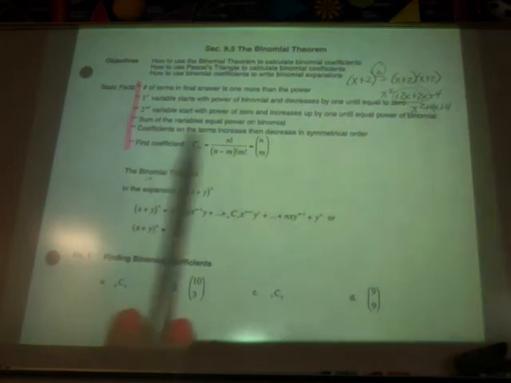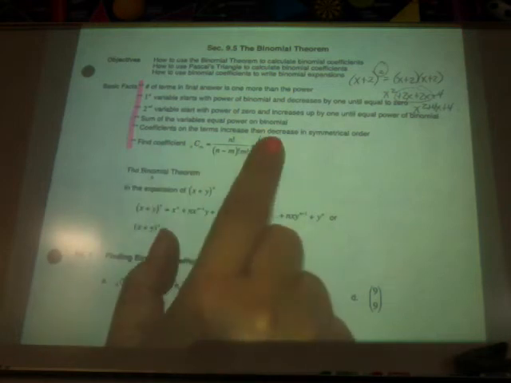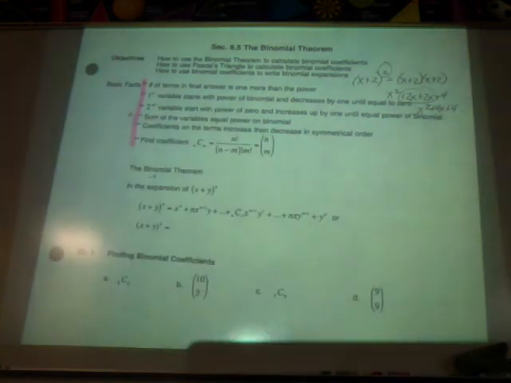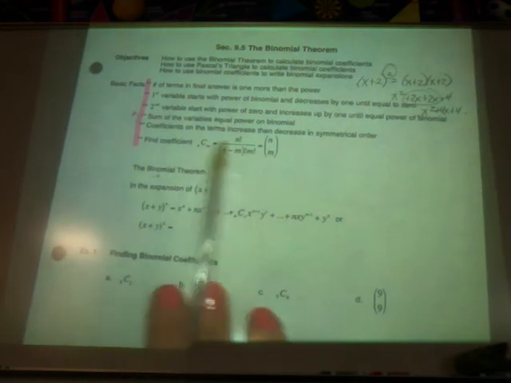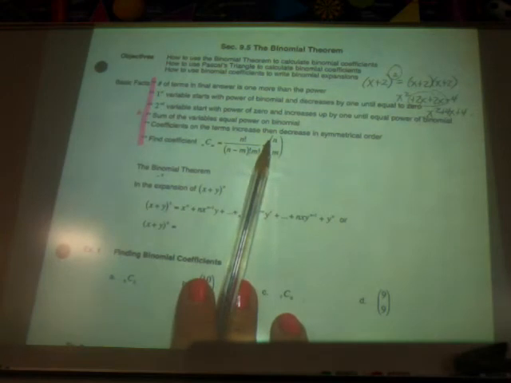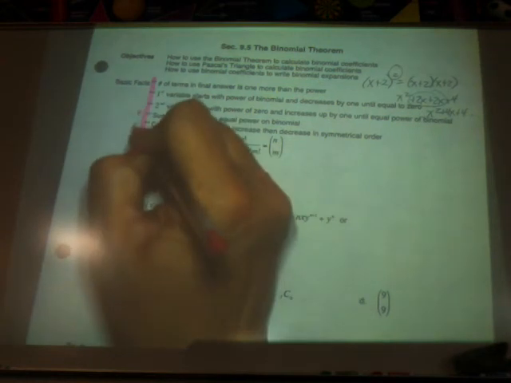Then the sum of the variables equals the power on the binomial. We'll have to look at that later, not with this particular one. And that one I don't necessarily use all that much, but the sum of the variables equals the power on the binomial. We'll see how that works in a minute. So you might want to put a little star on this one. Coefficients on the terms increase then decrease in symmetrical order. Again, you're going to see that as we do this in a minute. It's not going to show very well on this one. You'll see that one shortly.